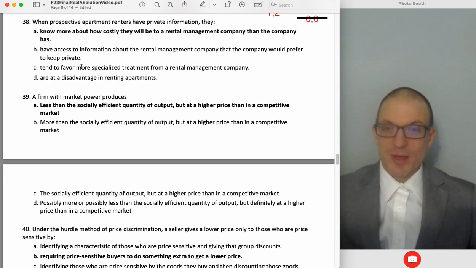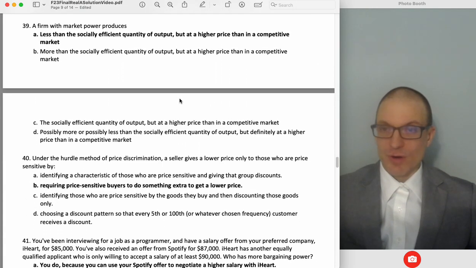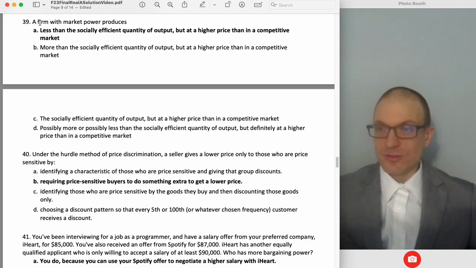Tend to favor more specialized treatment for the rental management. I don't know what that means. Are at a disadvantage in renting apartments. When they have private information, they're at a disadvantage in renting apartments. No, they're at an advantage. They have information that they don't want to share. Now, if the rental company had private information, then the prospective renters would have a disadvantage. But they're the ones with the private information. Whoever's got the private information has the advantage.